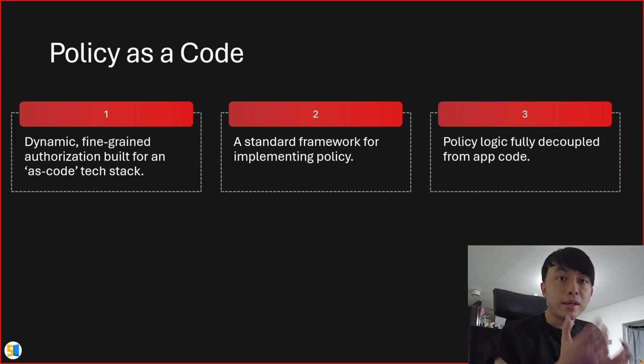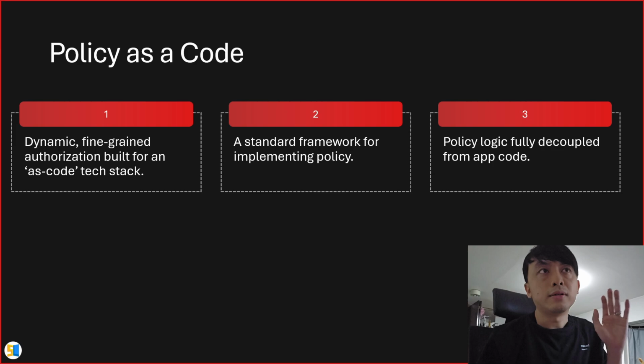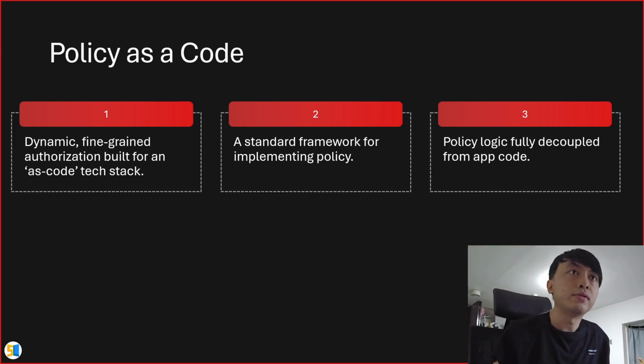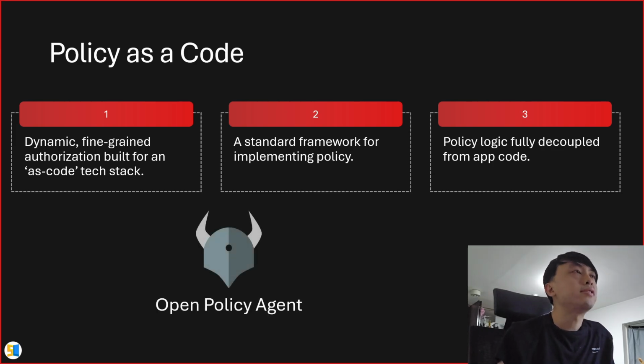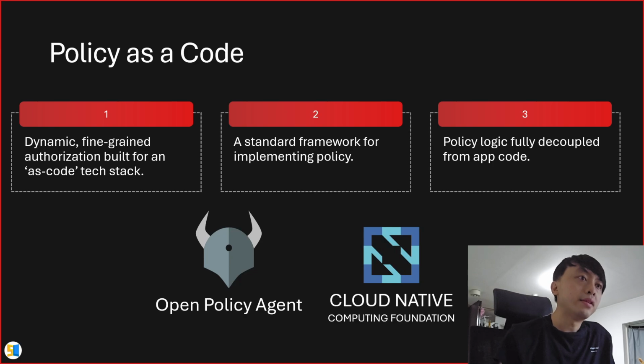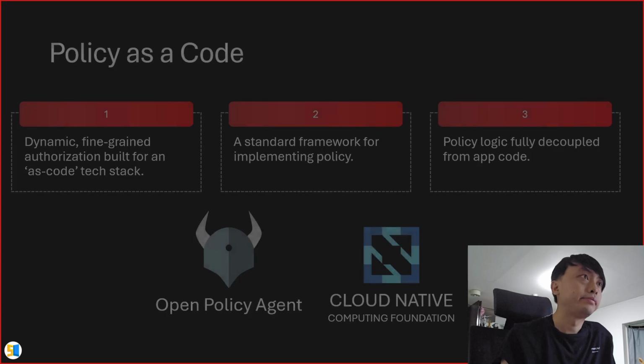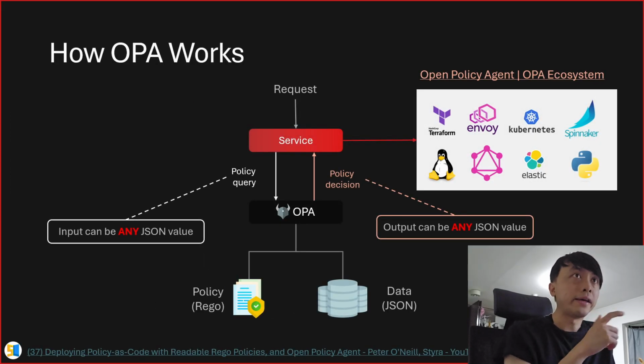And if we do that, then we can have fully decoupled, full separation of concerns between the policy authorization evaluation and the rest of the application code. One choice that we have right now is Open Policy Agent, or OPA. It has already become a standard. It's part of the Cloud Native Computing Foundation. Okay, so let's see how OPA actually works.